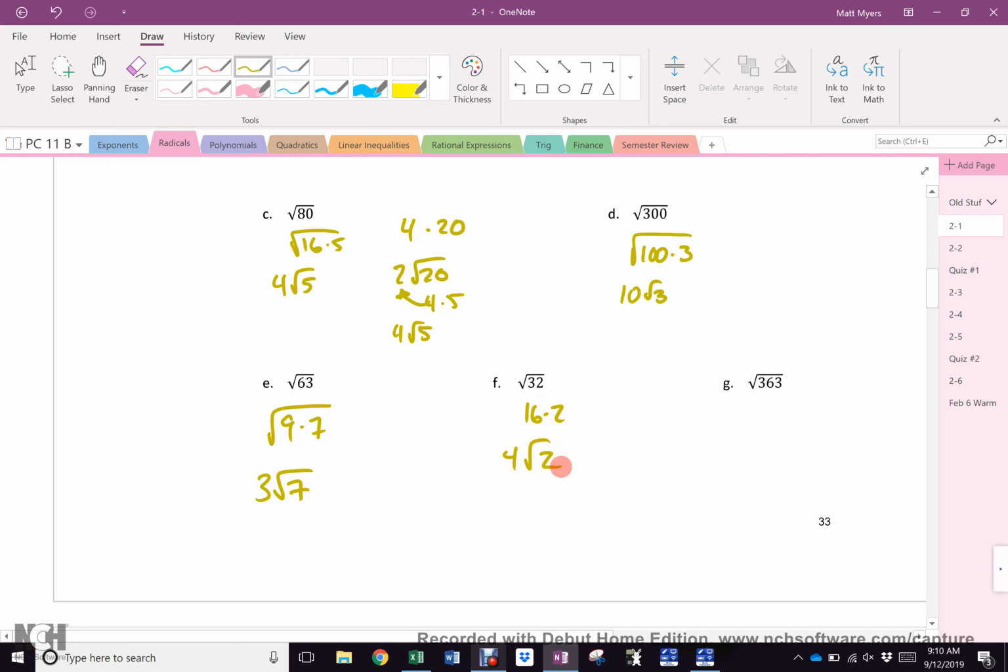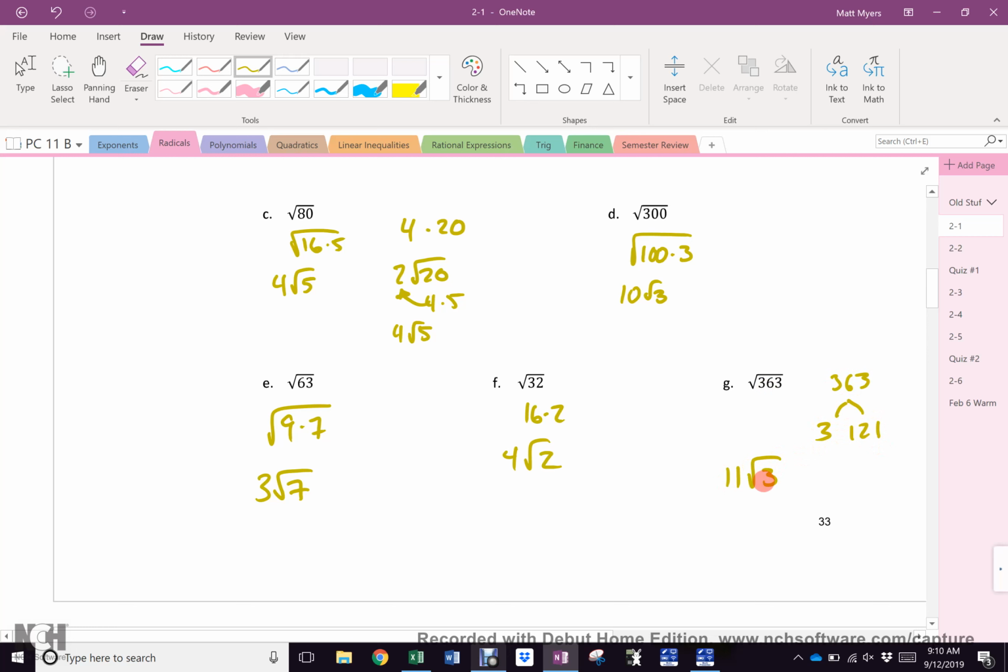And 363. Oh, damn, I don't know. But it does obviously divide by 3, doesn't it? So 363, 3, 121. Why can I stop? 121 is 11. 11 root 3. Good?